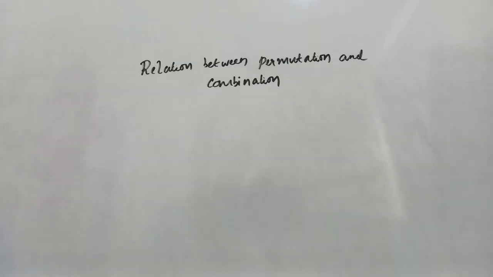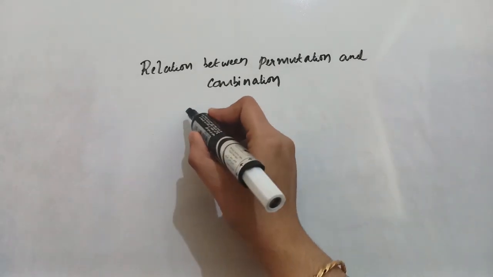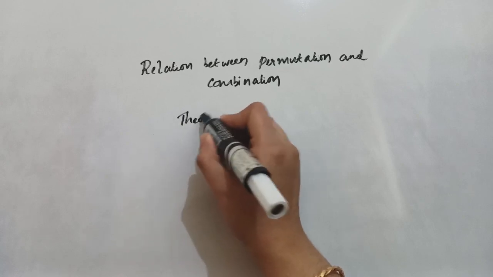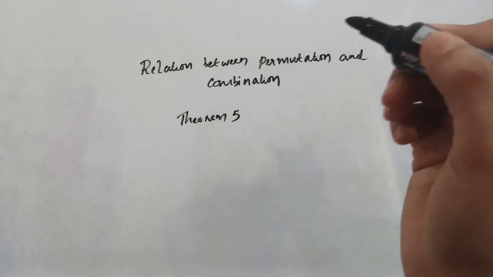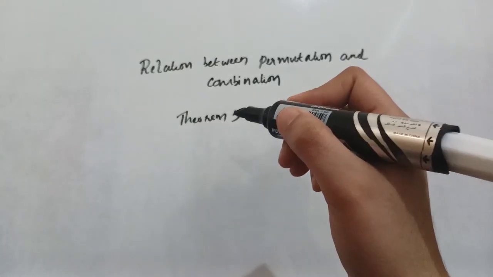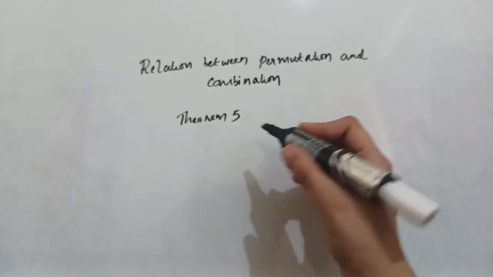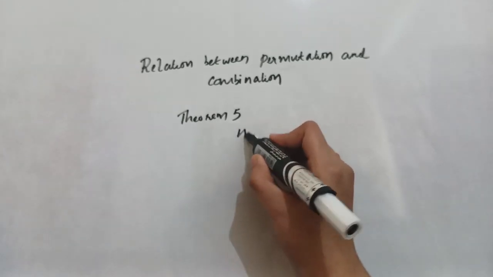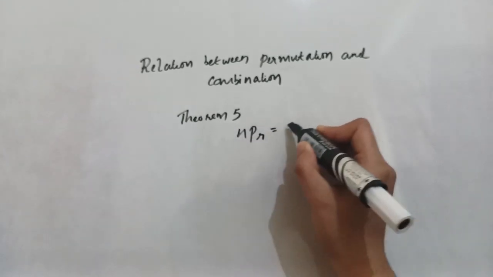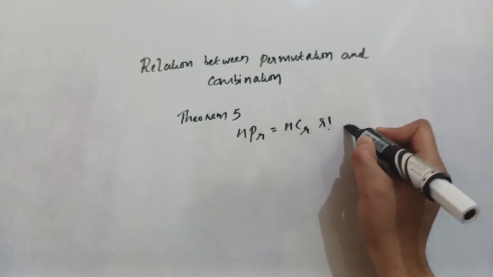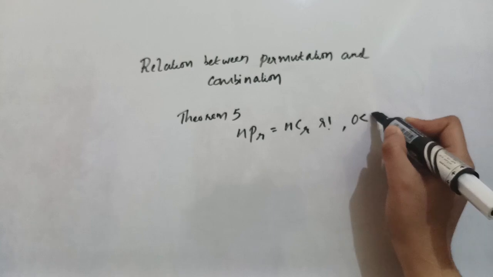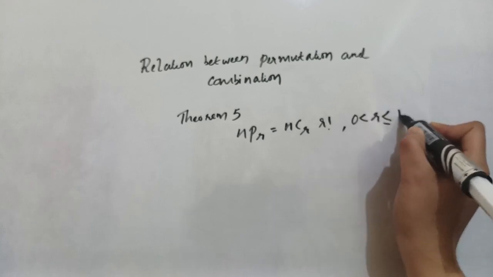Next, we have to discuss the relation between permutation and combination. For describing the relation between these two, we have 2 theorems. One, theorem 5. The fourth theorem was discussed in the permutation section, and this theorem is theorem 5. Theorem 5 says that nPr equal to nCr into r factorial, where 0 less than r less than or equal to n.